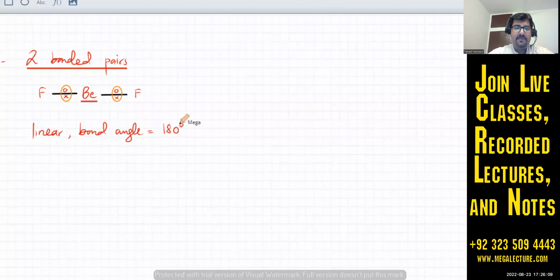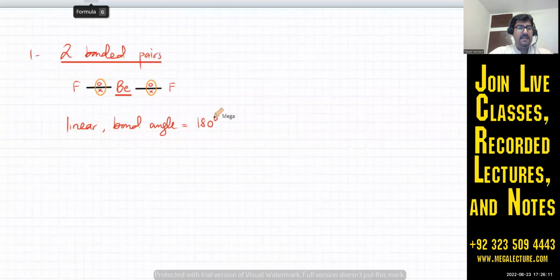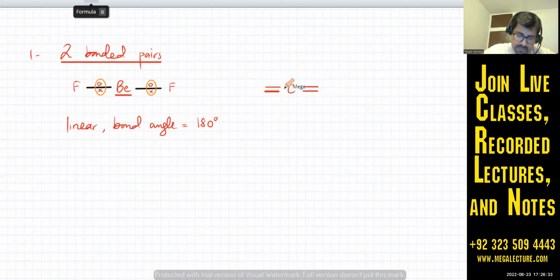Okay, come back to this. There are other examples as well. Carbon dioxide is the same. When I talk about a bonded pair, I count a triple bond as one bonded pair. Carbon dioxide is kind of similar. It's got a double bond on one side and a double bond on the other side as well. The two double bonds will try to be as far away from each other as possible. So that is also going to be linear.